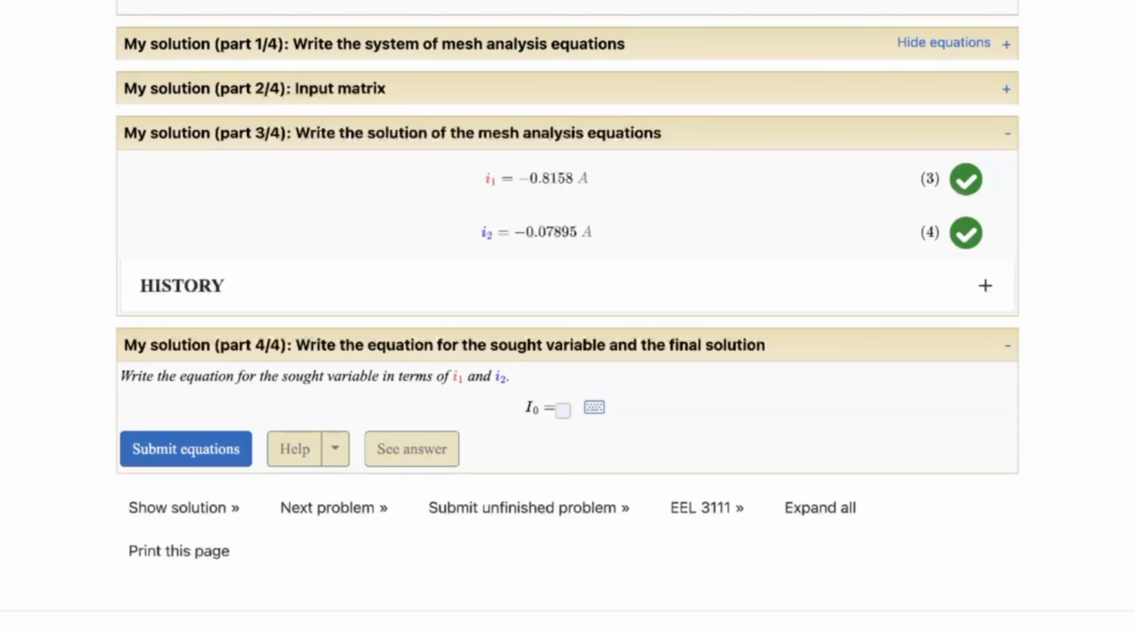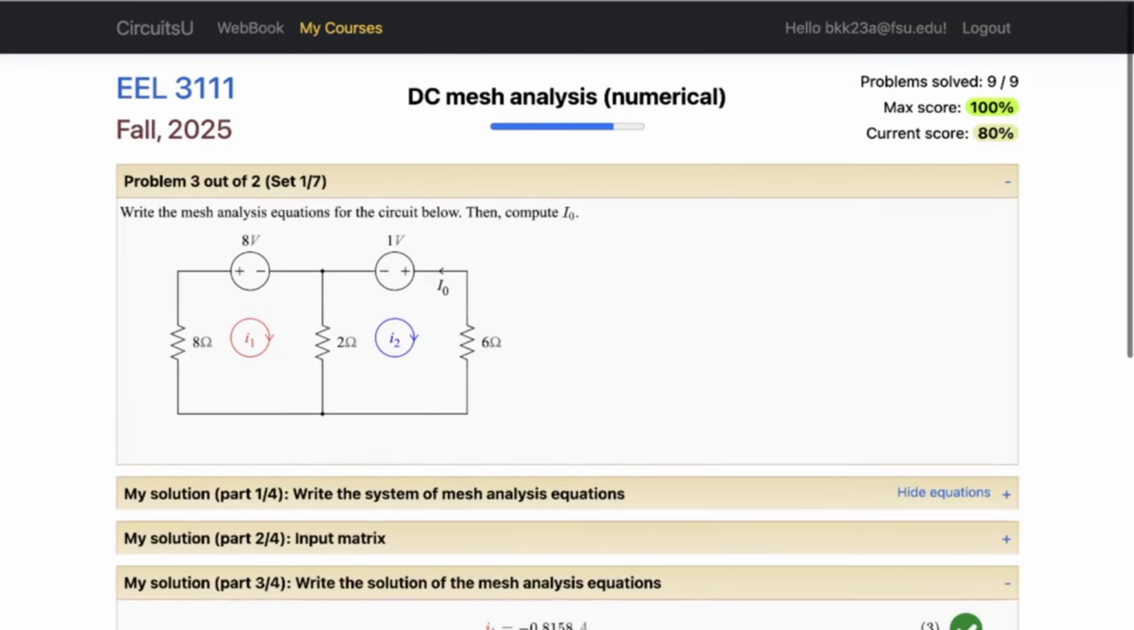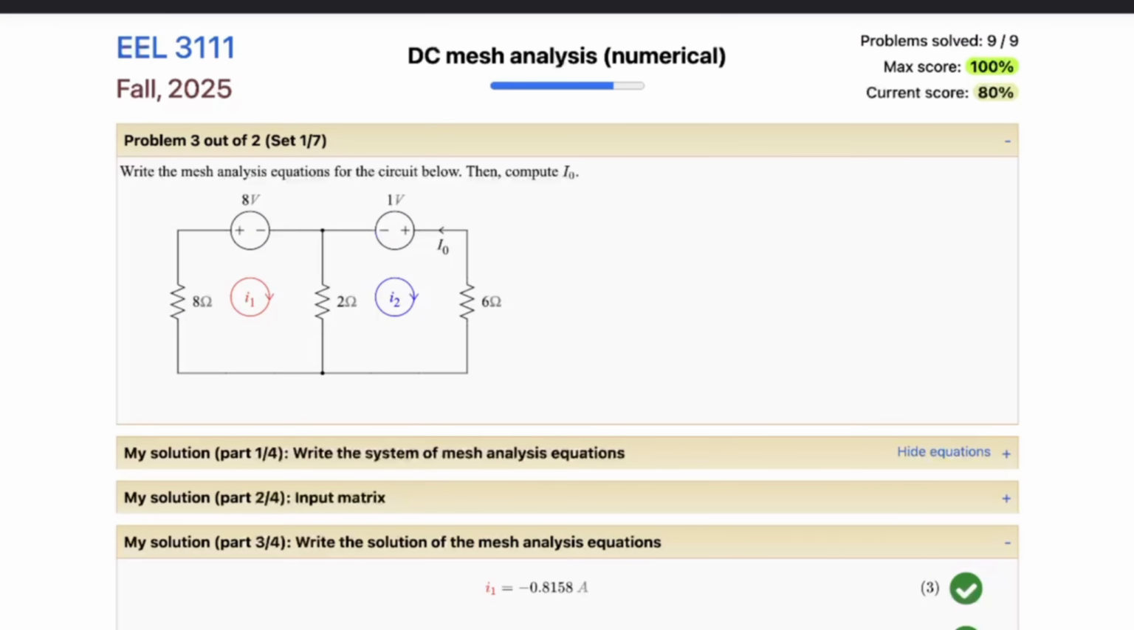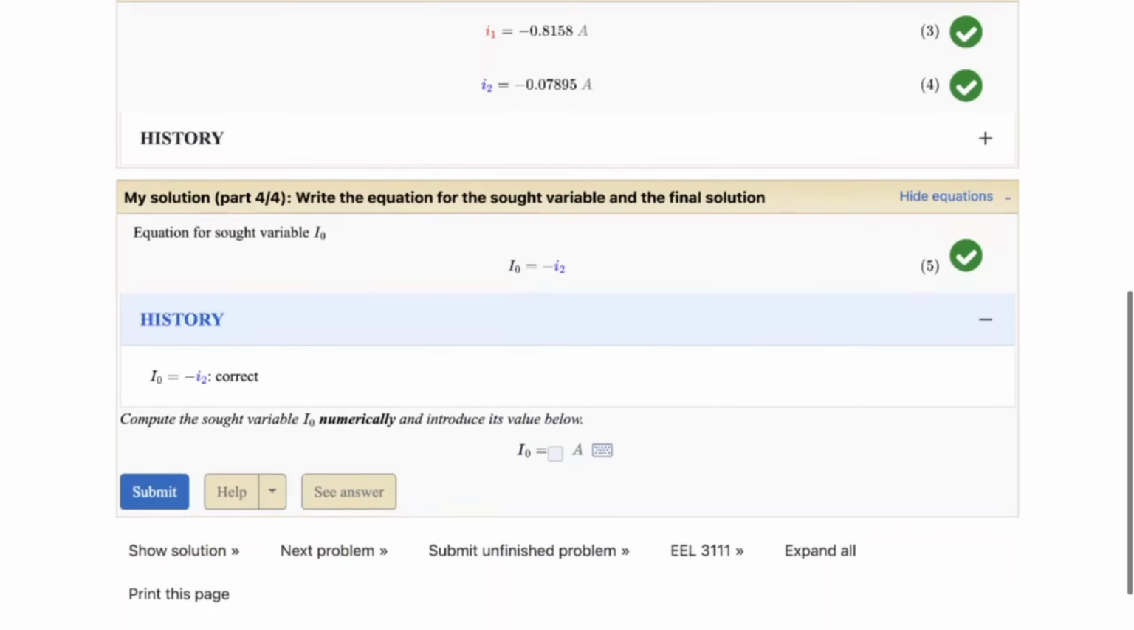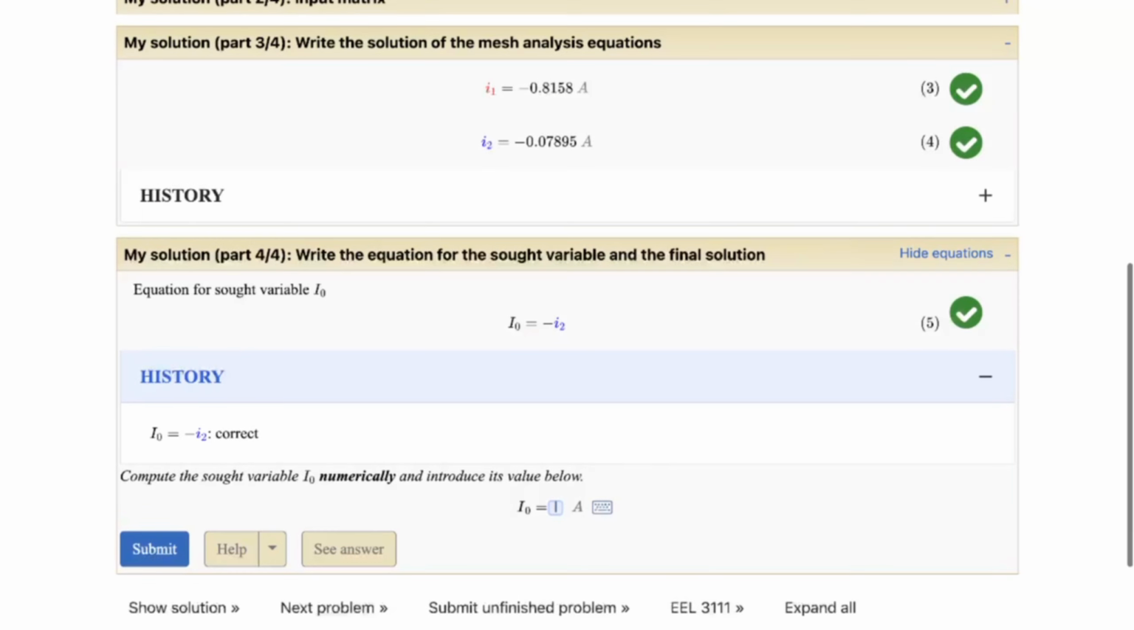The SOT variable is I0. So let's see where that is on the circuit. Again, it's on the top right. And it's on the outside. So we know it's going to be directly in terms of I2. And I2 is moving counterclockwise. And when it hits I0, it's moving in the opposite direction. So I0 is going to be equal to negative I2. Submit. Looks good.